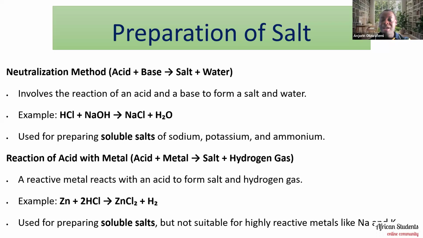Now, reaction with acid and metal is another method that we can use to prepare salt. When a reactive metal reacts with an acid, it will form a salt and hydrogen gas. A very classical example is zinc reacting with HCl to give us zinc chloride and H2, which is given off. That's the hydrogen gas. This method is used for preparing soluble salts, but it is not suitable for highly reactive metals like sodium and potassium. That's the limitation with this particular preparation method.